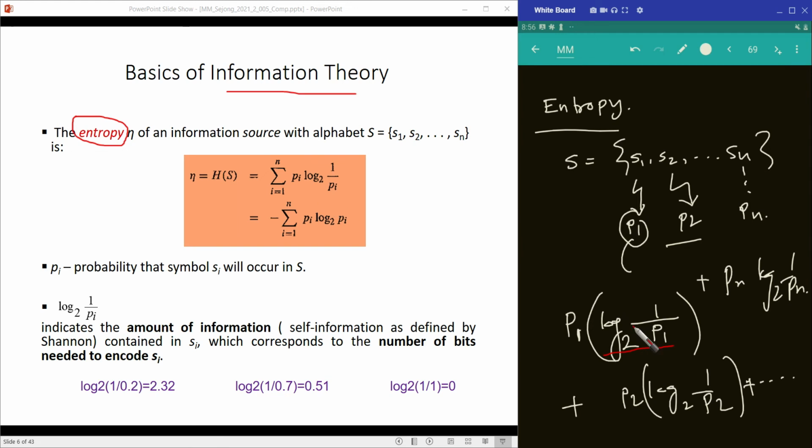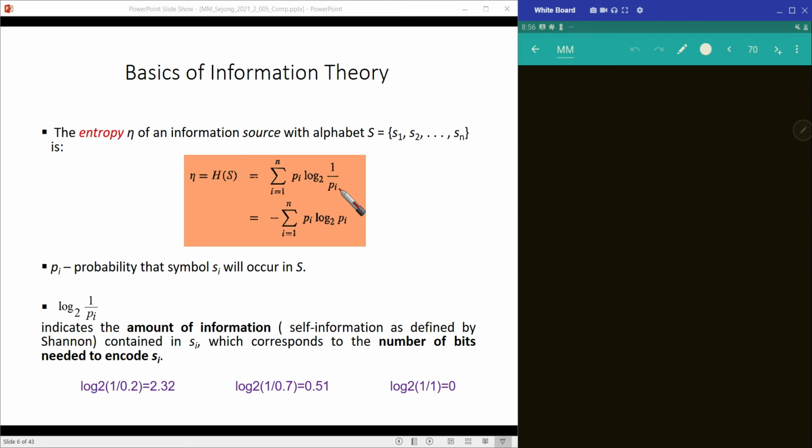Then we can sum up all of these terms: the sum over i equals 1 up to n of pi log2 (1/pi). This is what we call entropy. Now, we can write this 1 over pi as pi to the power minus 1 in this pattern. So either way we can write it.